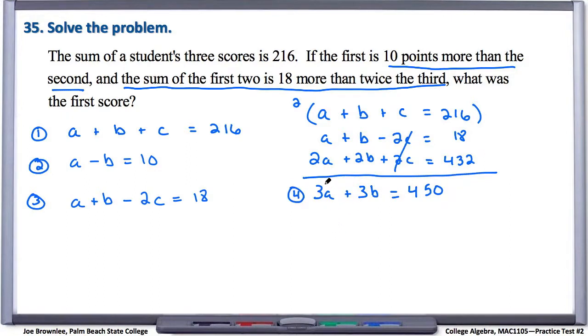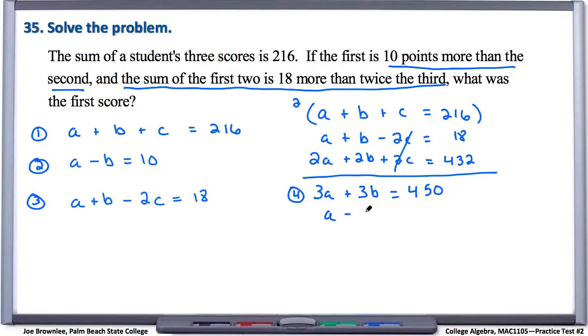And notice again that equation 4 that we just came up with only has variables A and B, just like equation 2 only has variable A and variable B. So using equation 2 and 4, let's go ahead and eliminate the B variable, because remember, we're trying to solve for the first score. What was the first score? So ultimately we want to solve for A. That's what we're trying to do here. So if we use equation 2 and equation 4, we can go ahead and eliminate B, which will allow us to solve for A. So let's take equation 2, write it underneath.